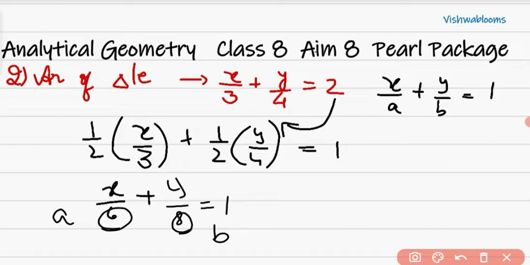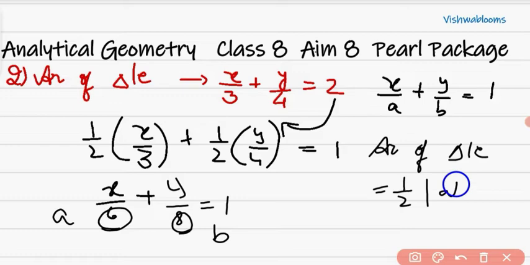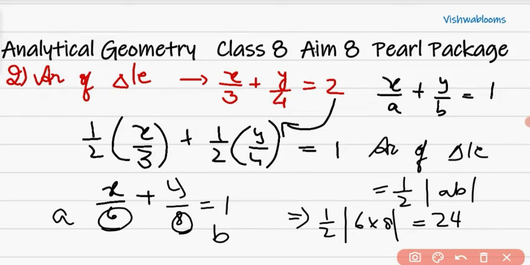So now the a value and b value have been found. Just put it in the formula of the area of a triangle. What is the formula? It is half into modulus of a into b. So that would be half into, just substituting a and b, 6 into 8. 6 eights are 48, 48 by 2, that is 24 square units, which is option C.